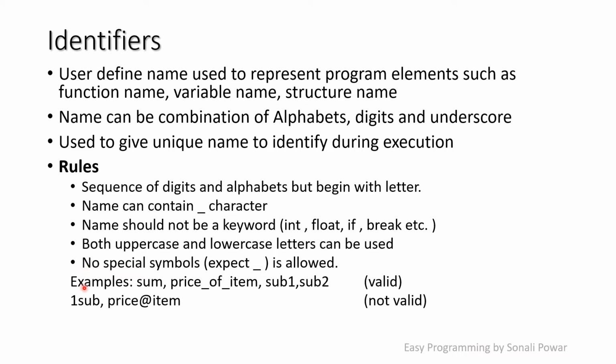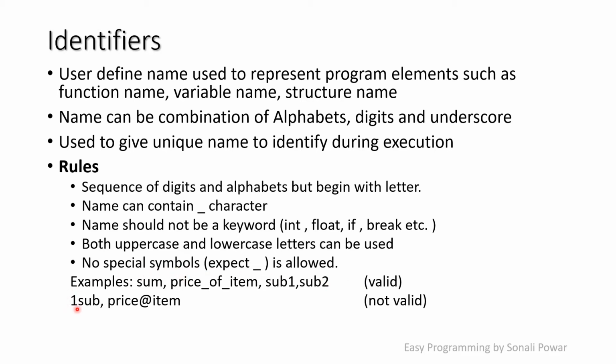There are some examples, such as sum. It is a valid identifier because it contains all letters. Next, price_of_atom. It is also a valid identifier name because it contains letters and underscore only, which is allowed. Then subject1, subject2. It is also valid because here subject is letters and 1 is a digit, so it is a combination of letter and digit, which is allowed. So these are valid identifier names.